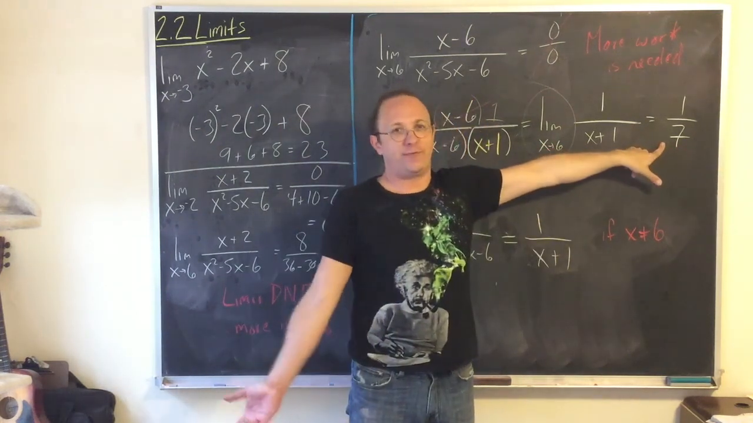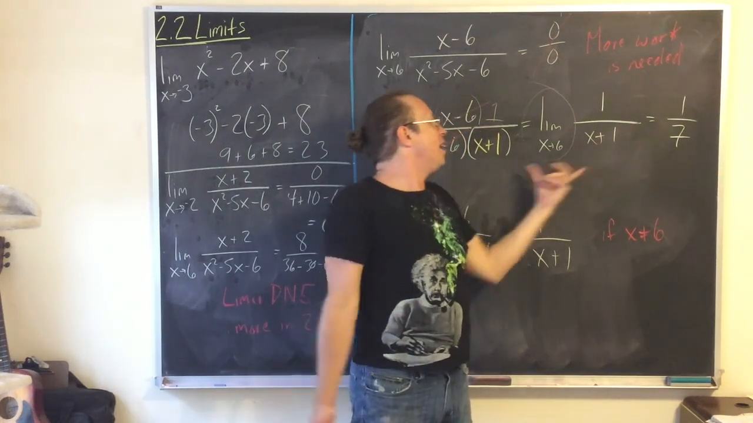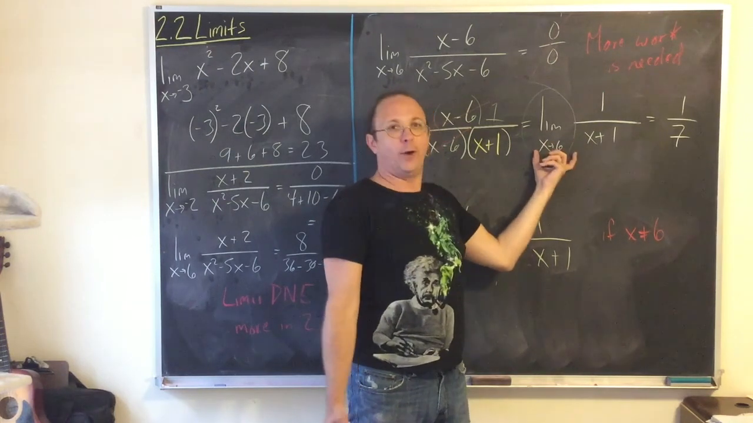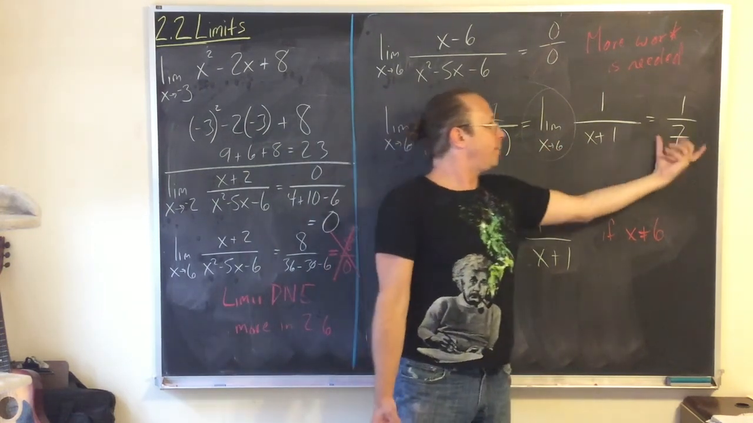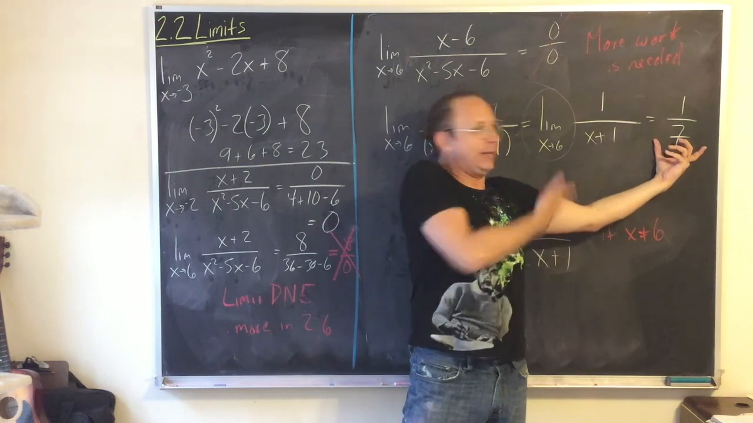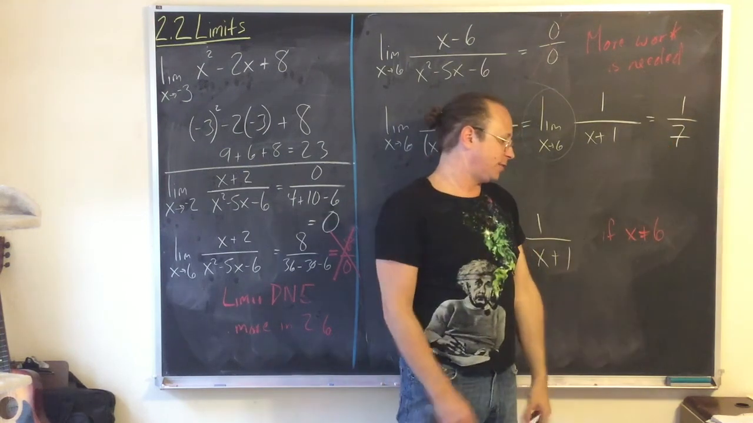Notice I didn't write the limit in front of the 1/7. I already took the limit. Taking the limit is a verb. It's an action. Once I've done it, I'm going to stop telling myself to do it. I've already done it. Why tell myself to keep doing it?